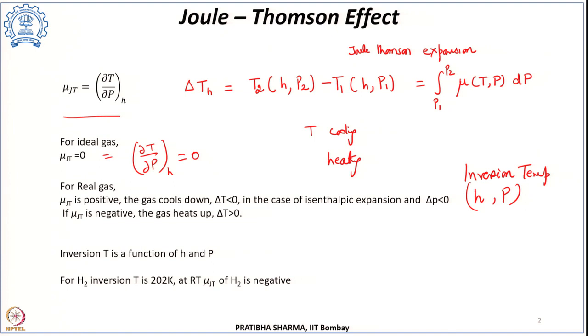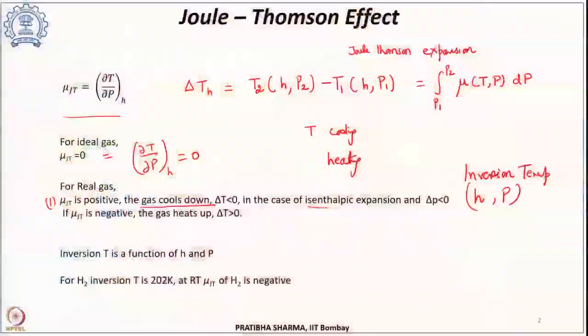Like if we consider one of the thermodynamic states where the Joule-Thomson coefficient is positive, that means if there is a pressure decrease on expansion, there is a positive Joule-Thomson coefficient. That means if the pressure decreases, the temperature also decreases. So, on expansion there is a cooling effect, or the gas cools down in case of an isoenthalpic expansion process.